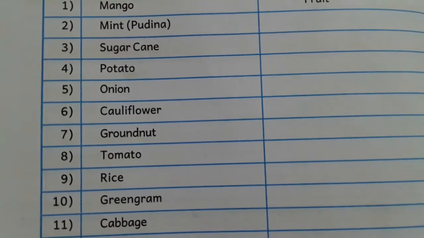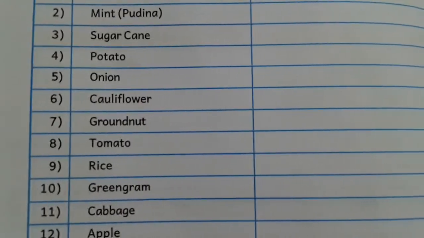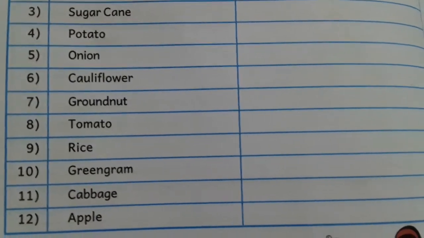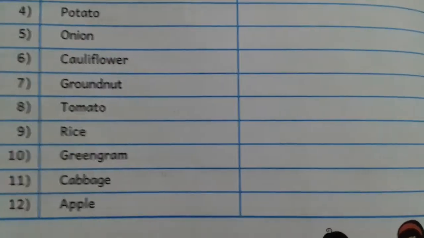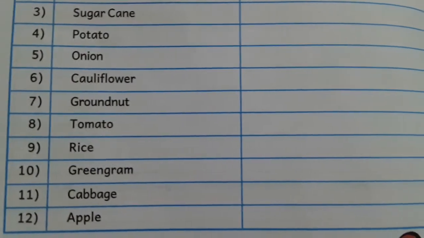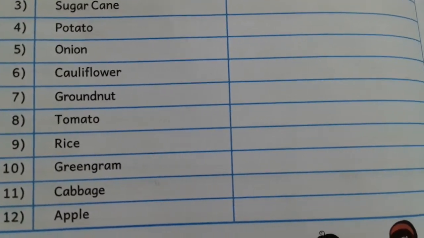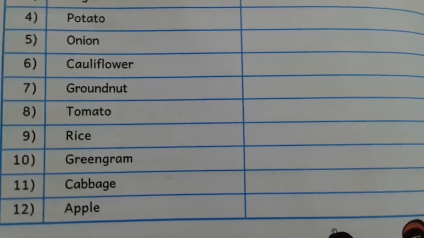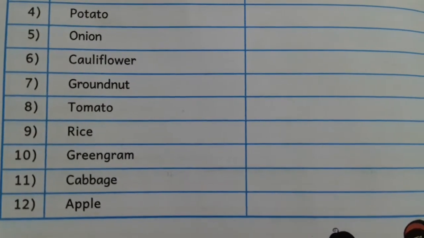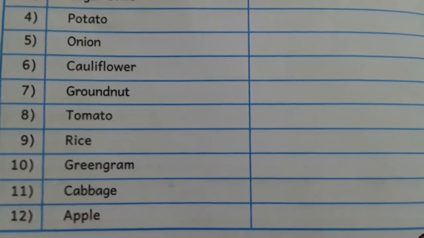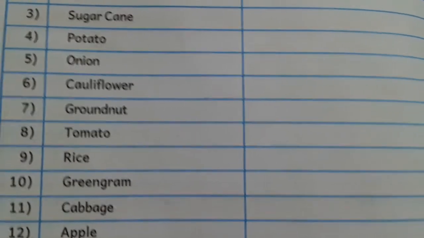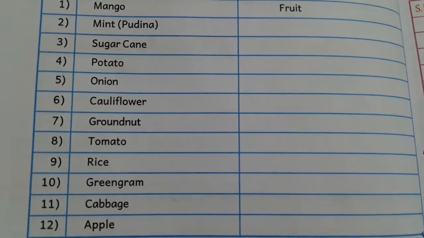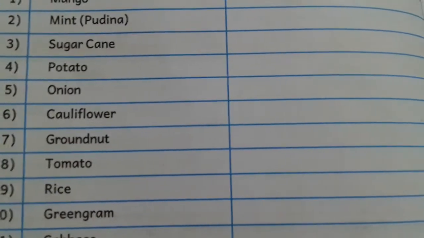And cauliflower, the name itself says, we can eat the flower part only. And coming to groundnuts, in this what can we eat? Only seeds. And tomato we can eat the total fruit. And rice also we eat seeds. Green gram also we eat seeds. Cabbage is leaf stored food. And coming to apple, what can you eat? The whole fruit.